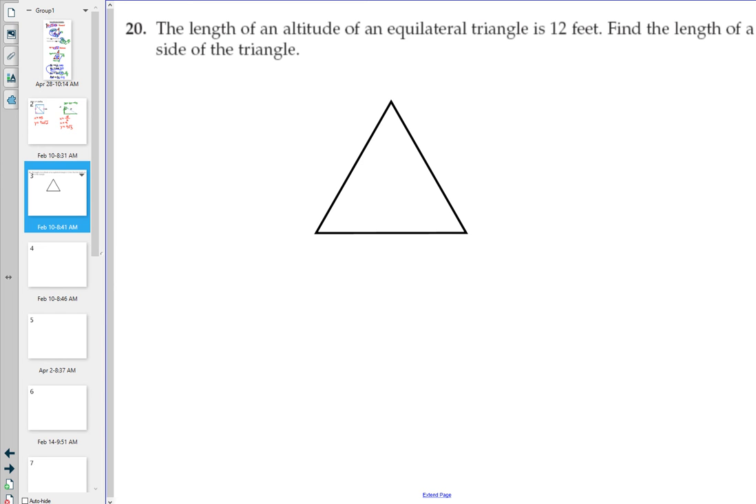The length of an altitude of an equilateral triangle is 12 feet. Find the length of a side of the triangle. Okay, so what does equilateral mean? It does mean same sides. That's correct. But it also means same angles. And if I know that all the angles add up to 180, what are the angle measures in an equilateral triangle? Very good, 60.